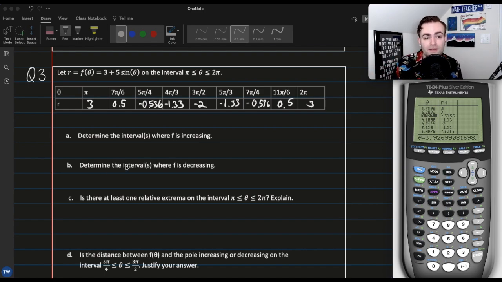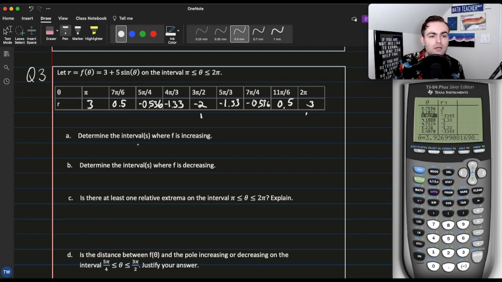What intervals is f increasing? Well, increasing means that our outputs are going up, and that happens from here to here. So that would be 3 pi over 2 to 2 pi. Where are we decreasing? Well, pi to 3 pi over 2.